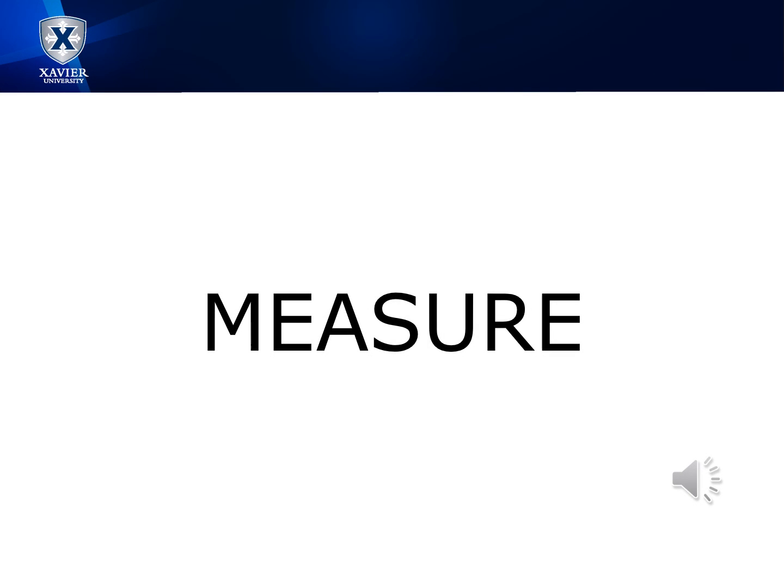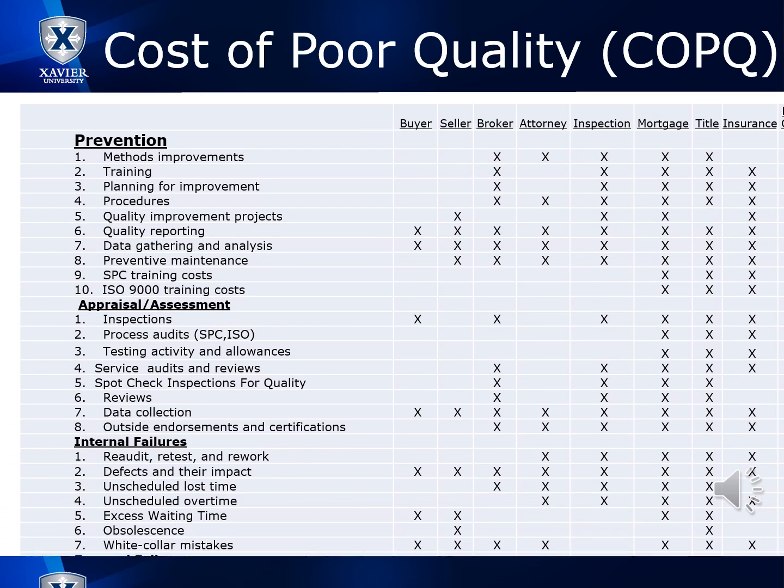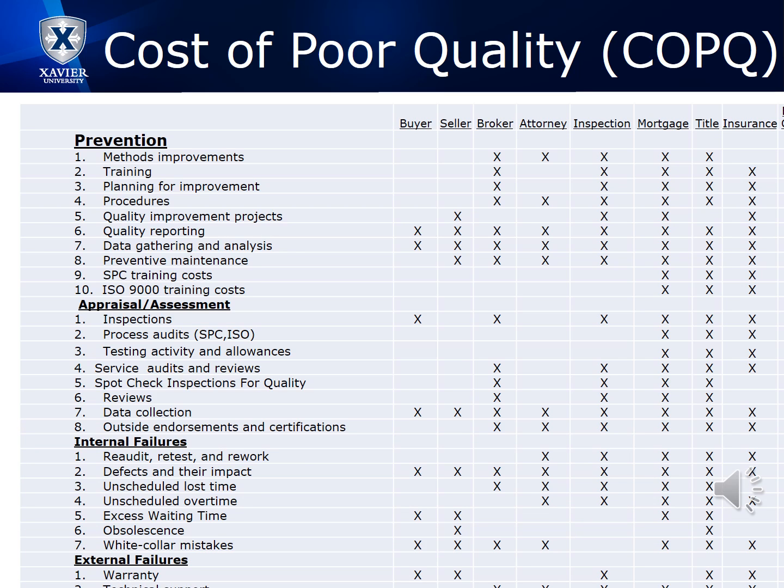Measure. This partial view of a cost of poor quality index tells us who is most affected by weak links in the supply chain. It covers cost of prevention, appraisal and assessment of the individual provider's processes, and costs resulting from internal failures and external failures.